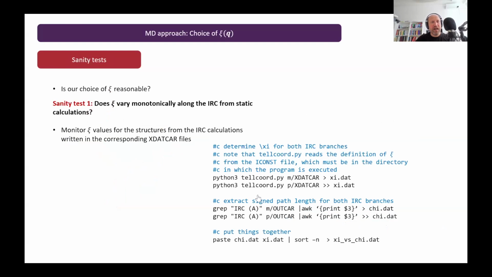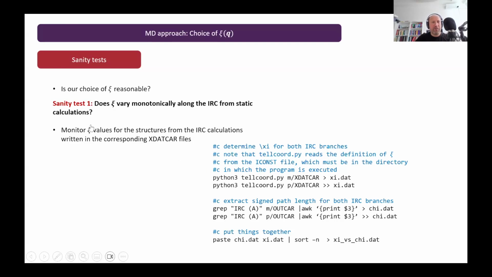Now, having made our choice for Xi, it makes sense to invest some energy into testing and some basic validity checks. So I will show you 3 sanity tests I routinely do for my reactions. The first one is very simple, and here I make use of my data from static calculations. I simply check whether Xi varies monotonically and continuously along the intrinsic reaction coordinate from static calculations.